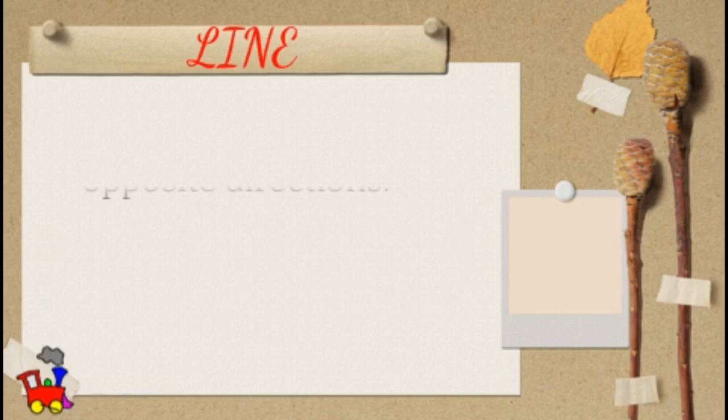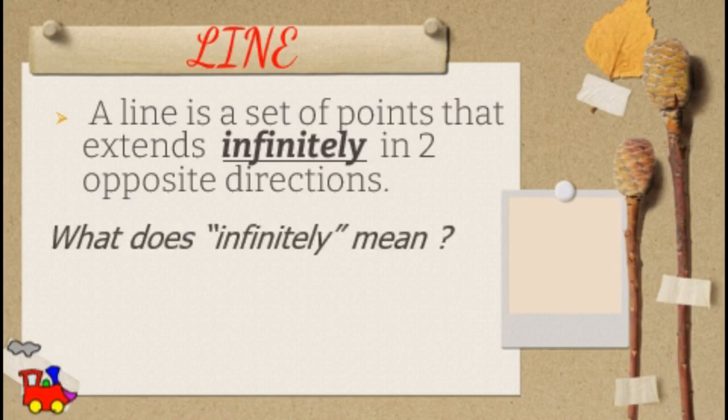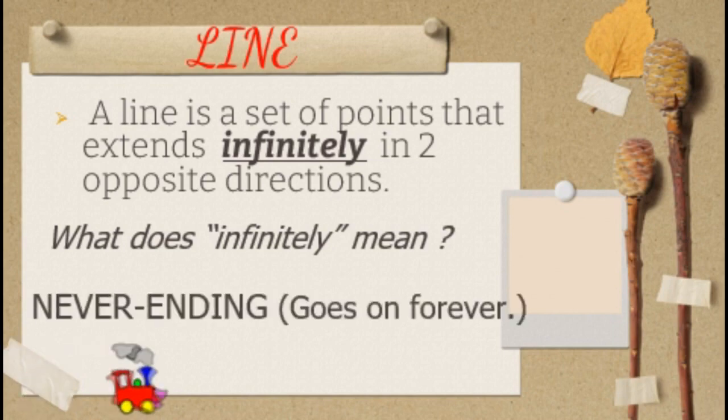Next, let's talk about line. A line is a set of points that extends infinitely into opposite directions. So what does infinitely mean? Infinitely means never ending or goes on forever. Alright?